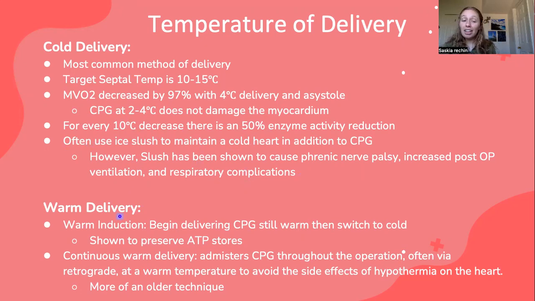And then the other temperature delivery that is possible is warm delivery, whether that is a warm induction where you start delivering warm and then switch to cold. That was shown to preserve ATP stores, although it's not super widely used anymore. And then the other warm delivery method would be something called warm continuous delivery, a much older technique that isn't super widely used anymore, but it's when you're giving retrograde cardioplegia throughout the entire operation warm, usually something like low K, in order to maintain arrest without having to expose the heart to any side effects from hypothermia.